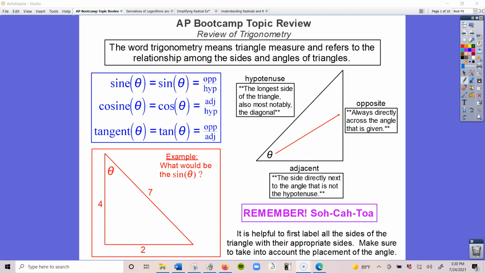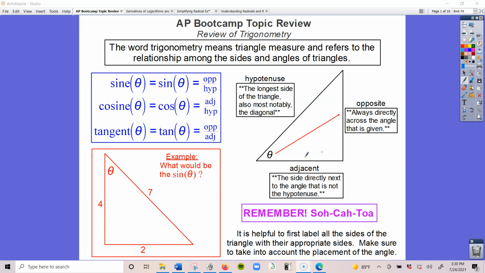Now, trigonometry refers to the relationship between the triangle sides and their angles. We're going to start off by reviewing the three basic trigonometric functions, which are sine, cosine, and tangent. As a reminder, sine is the ratio of the opposite side to the hypotenuse. The cosine is the ratio of the adjacent side over the hypotenuse. And the tangent is the opposite side over the adjacent.